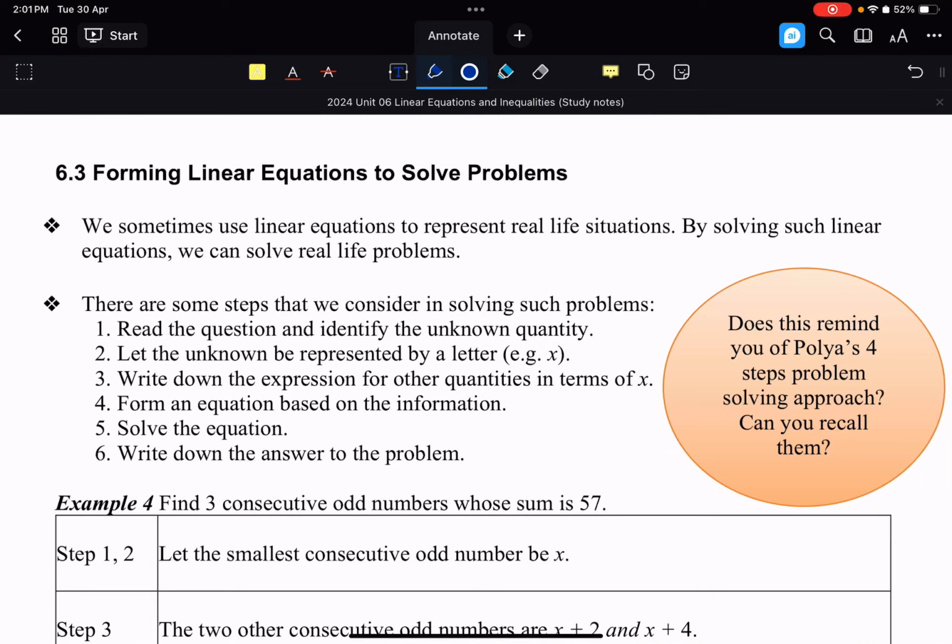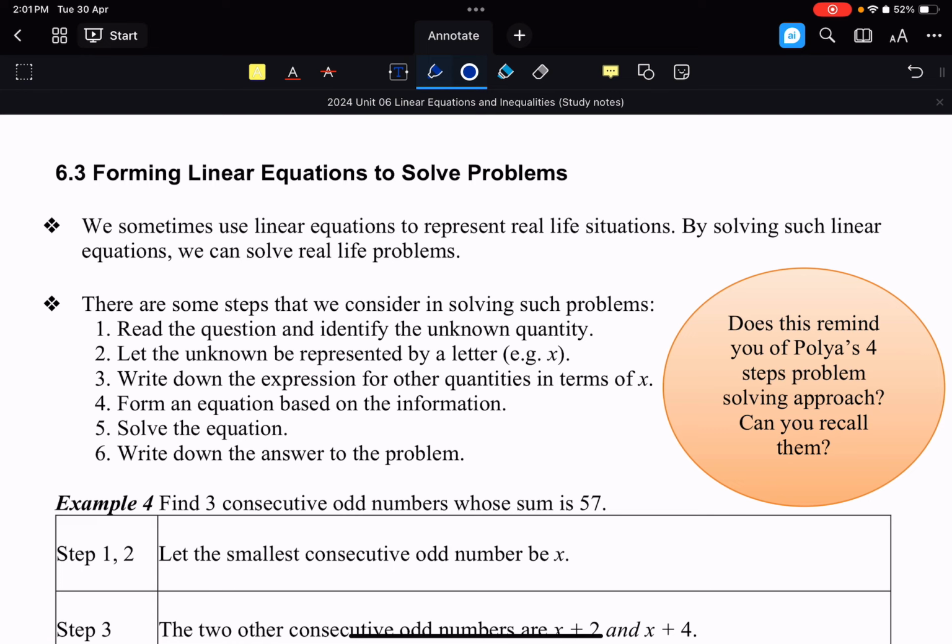Hello students, welcome back. In today's video, we are going to look at how we can use linear equations to help us solve some real world problems and real world situations, right? Here we are going to look at Polya's 4 steps of problem solving, which I will probably have explained in class. If not, do remind me to explain it to you, right?